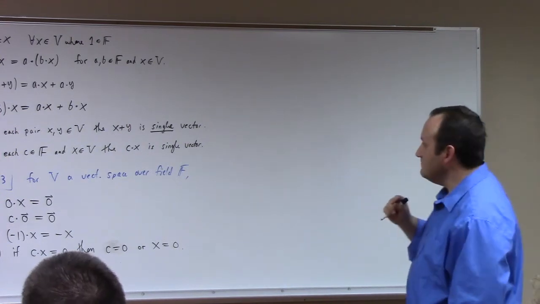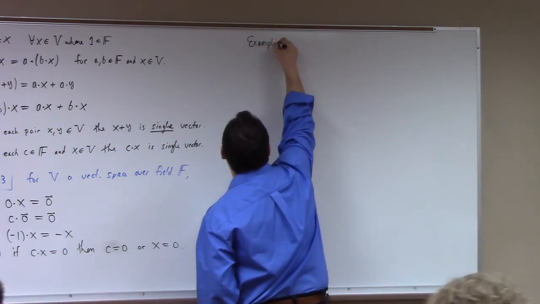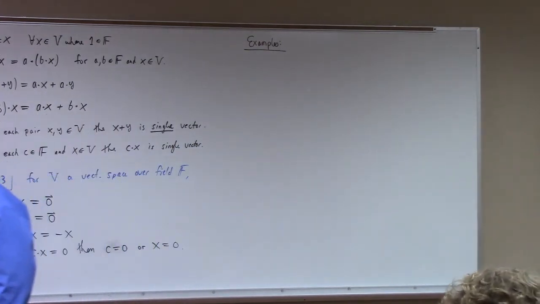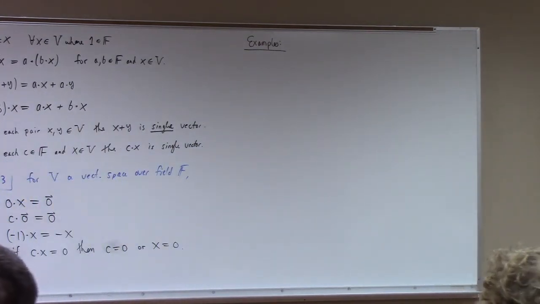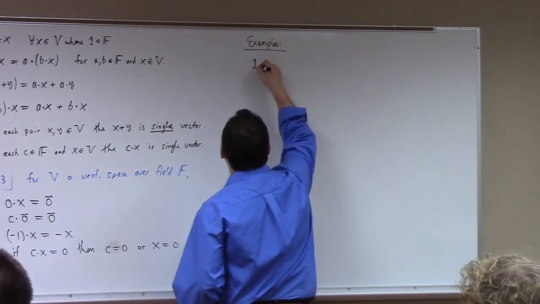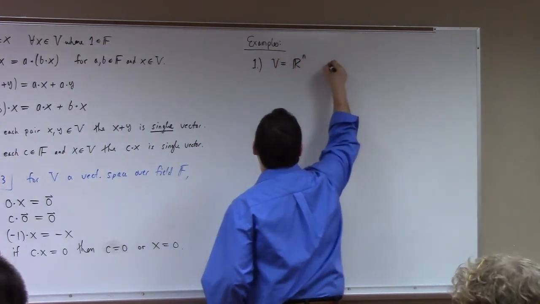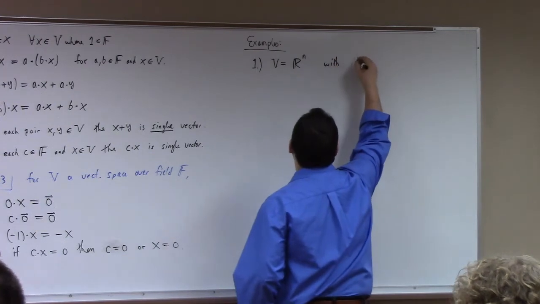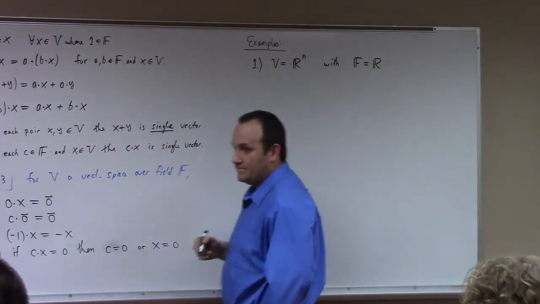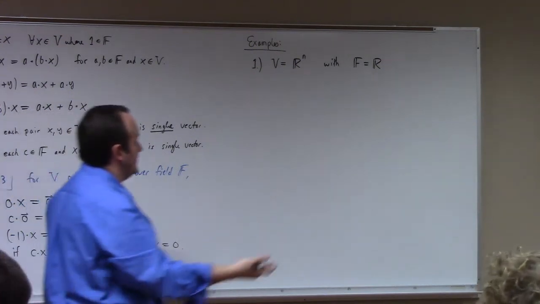More on that later. But let's look at some examples then. Each one of these examples will satisfy all these axioms. So example number 1 for me is always just V equals, well, let's say Rn, with the field, my choice of field here being the reals. Just the usual column vectors forms a vector space, right?